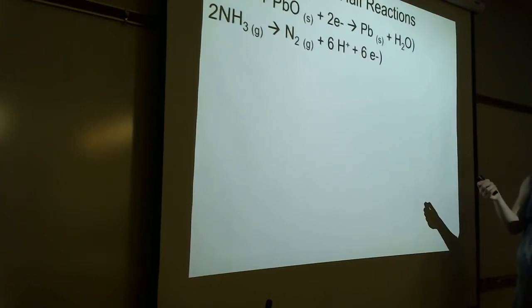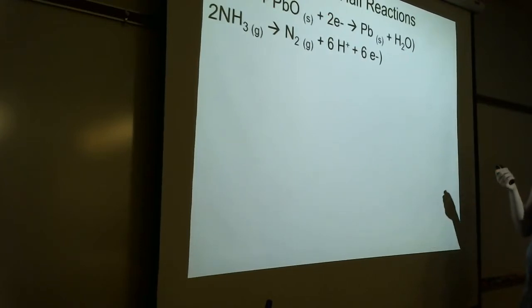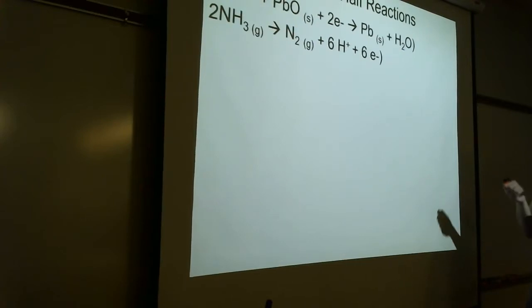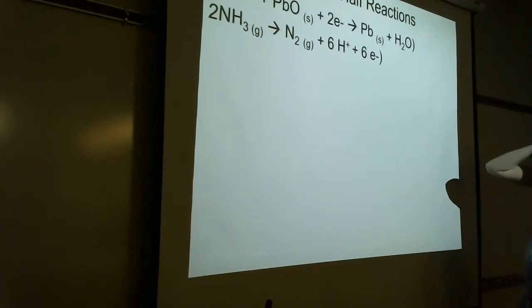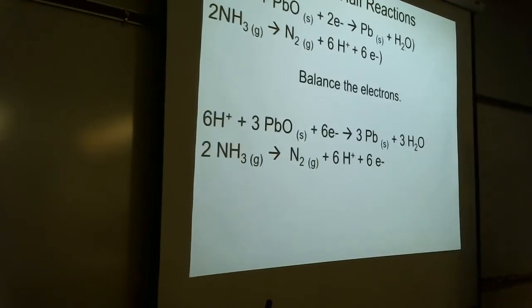Right, I've got a coefficient of 6 here and a coefficient of 2 here. Well, that's nice because 6 is a multiple of 2. So if I just multiply the entire reduction half reaction by 3, 3 times 2 is 6, and then those will cancel out. I don't have to do anything here. Oh, there's a random parenthesis. So when I add them up, look what also happens.